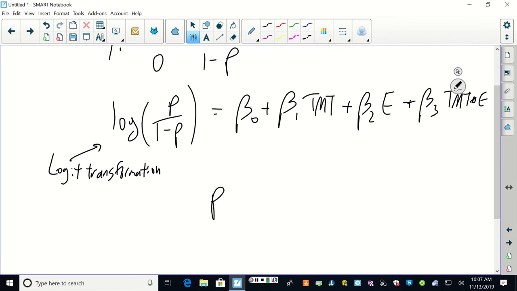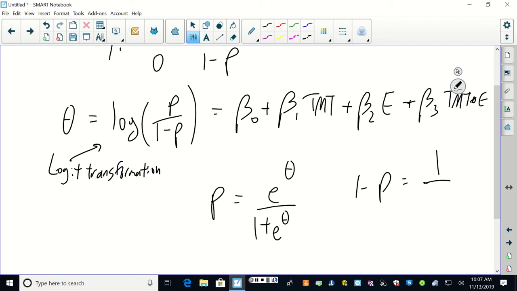The probability, if this is just called theta, then e to the theta over 1 plus e to the theta is p, and 1 minus p is 1 over 1 plus e to the theta. So there's a way to go back from this linear scale, that's the linear model part, back through the transformation to your original scale between 0 and 1.